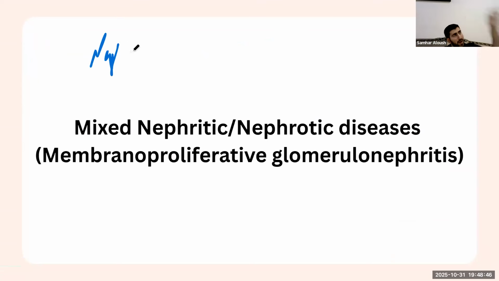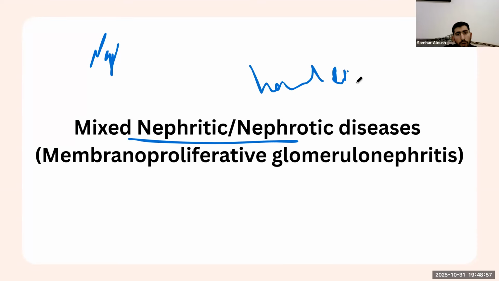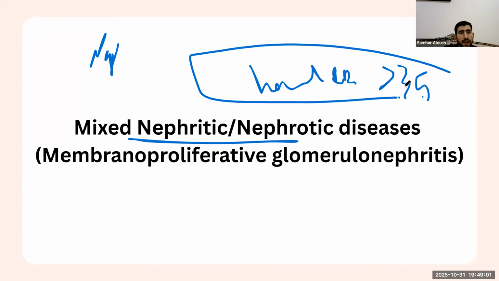الديزيز اللي حكينا عنها اما نفرتك او نفروتك. اوكي now we will talk about some diseases that cause mixed nephritic ونفروتك. يعني البرزنتيشن حيكون في هيماتوريا يعني RBCs وكمان البروتين ليفل اكثر من 3.5. اوكي that's mixed nephritic and nephrotic diseases.